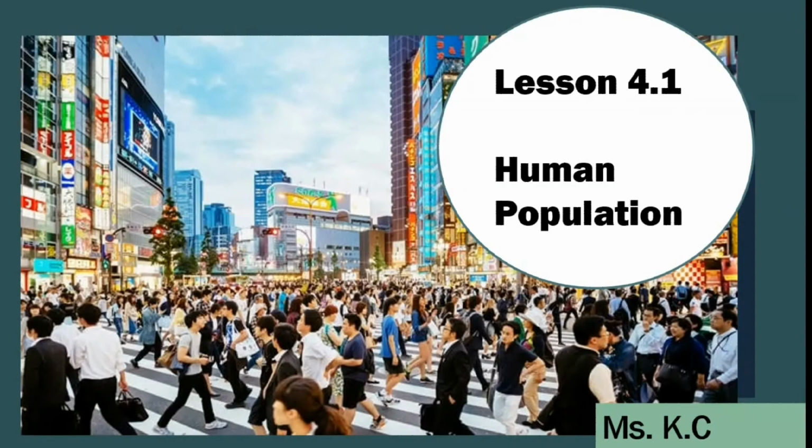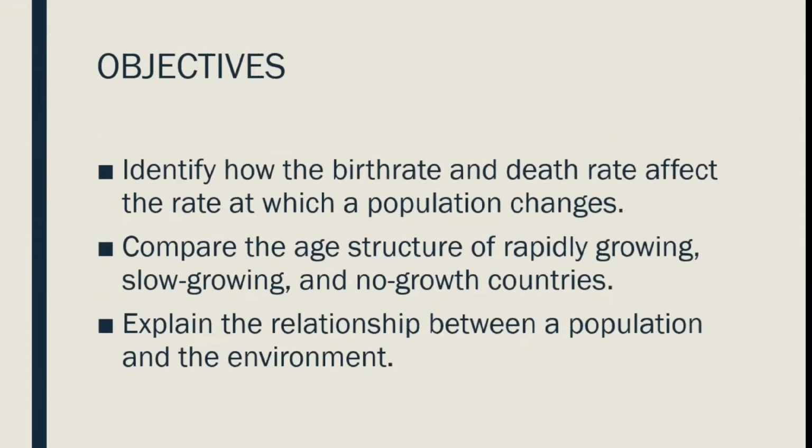Lesson 4.1 Human Population. Objectives: identify how the birth rate and death rate affect the rate at which a population changes. Compare the age structure of rapidly growing, slow growing, and no growth countries. Explain the relationship between a population and the environment.